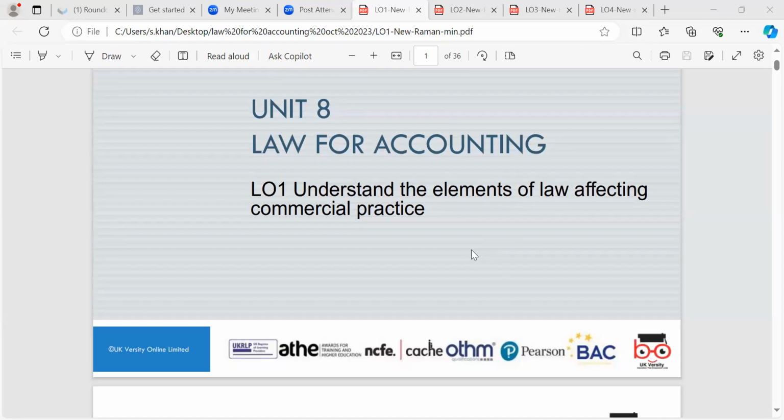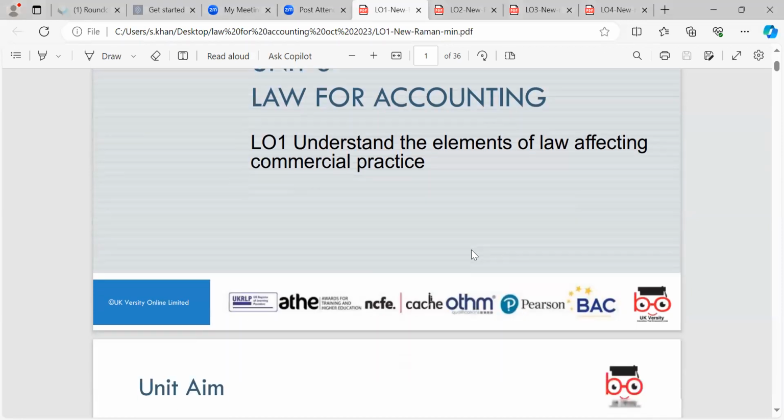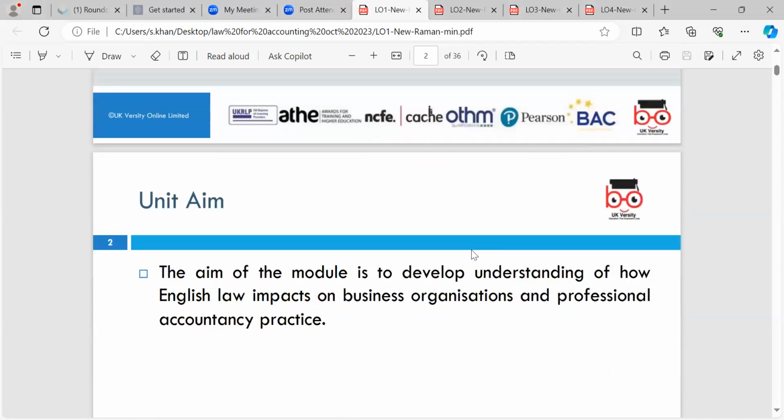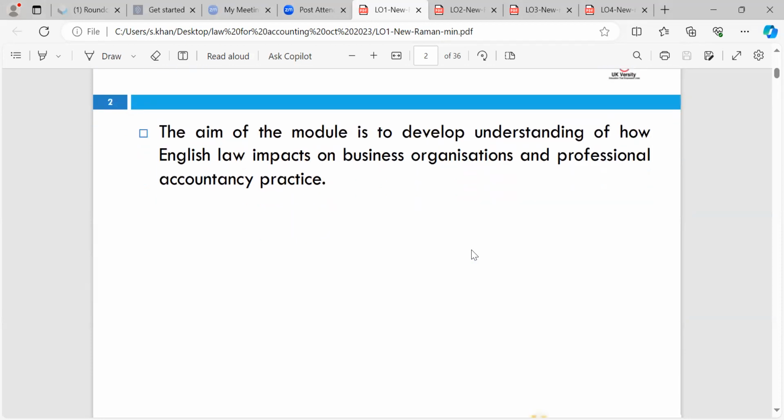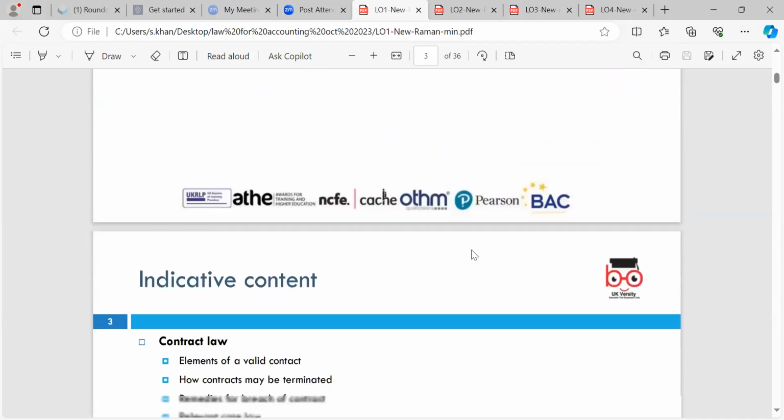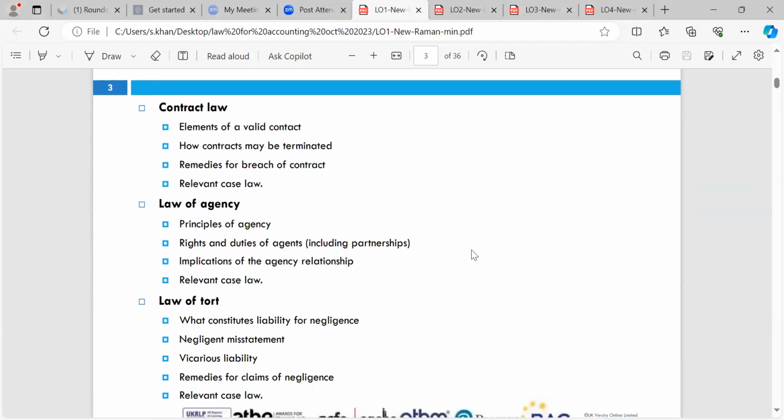Sorry. So what we did in learning outcome 1 was to develop an understanding of how English law impacts on businesses and professional accountancy practices. And we looked at the indicative content that we relied on. We looked at contract law, and we looked at the elements of a valid contract, how contracts can be terminated, remedies for breach of contract, and relevant case law.